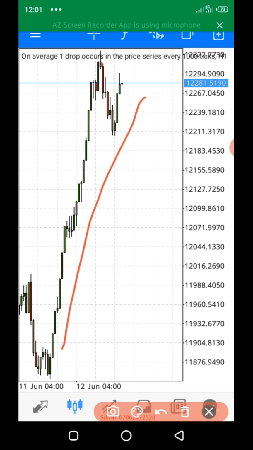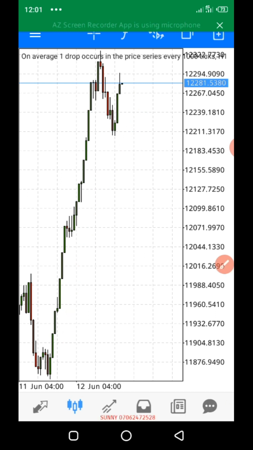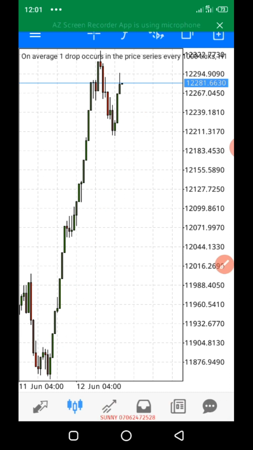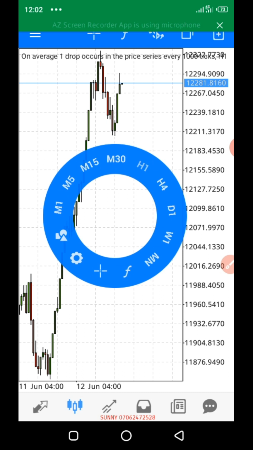I'm going to make a video on how to spot the trend, but by looking at it, you know that this is a buy market. It has been buying for hours. Now I'm going to tap my screen to insert just two indicators. I will make an advanced video on this. Let me just show you the first one. I'm going to tap my screen.